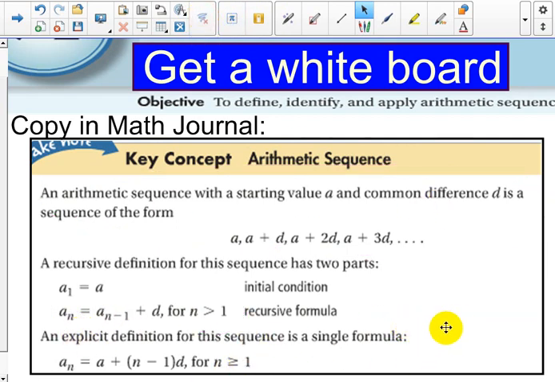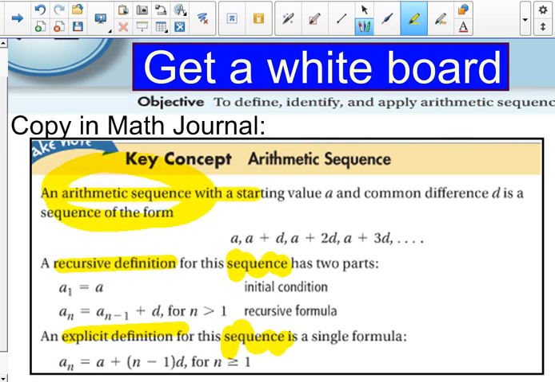Okay, now an explicit definition. So we've talked about 2 things here, a recursive definition and an explicit definition for the sequence. And we're talking about what kind of sequence? An arithmetic sequence. A starting value of a and a common difference. Okay?